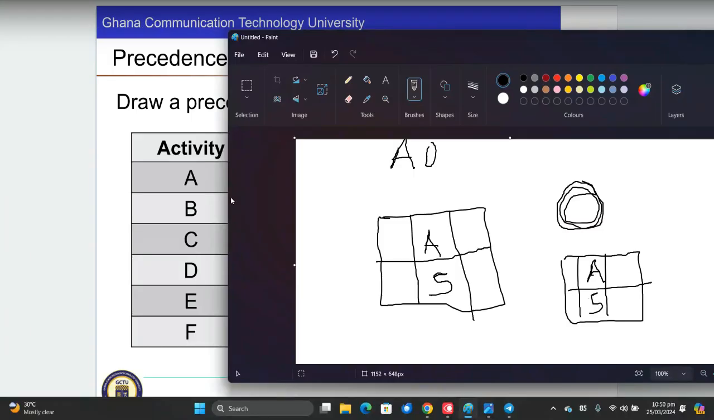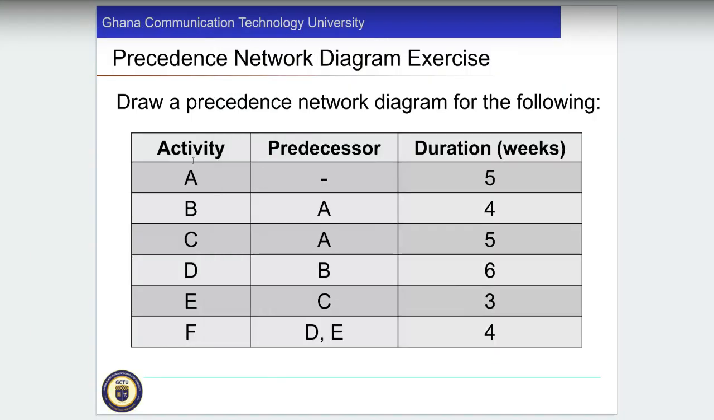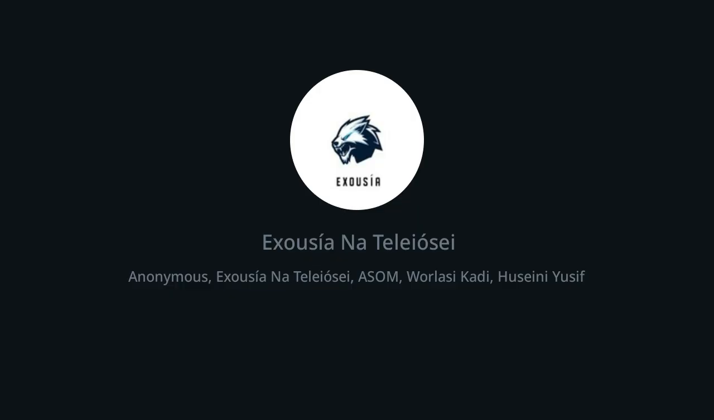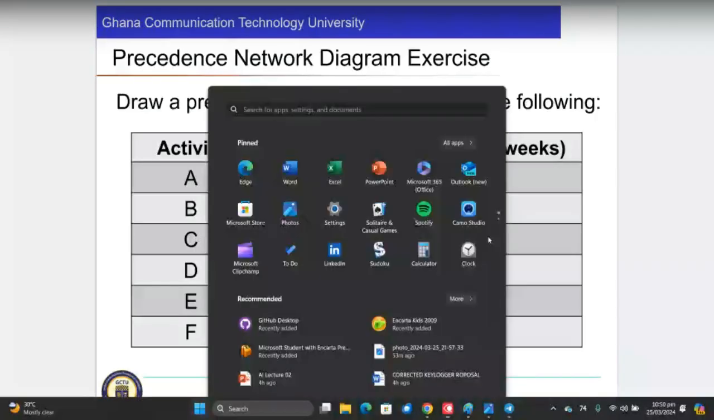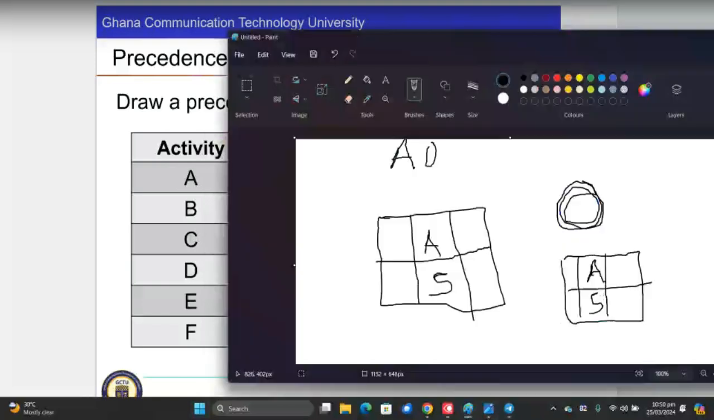Activity A has a duration of 5. Activity B has a duration of 4. Activity C has a duration of 5. This is how we are going to draw them. Maybe here becomes B, then we put the 4. I hope we are clear up to this point.